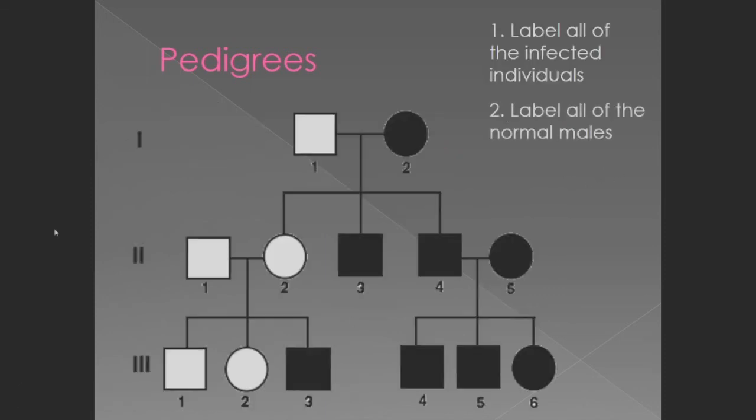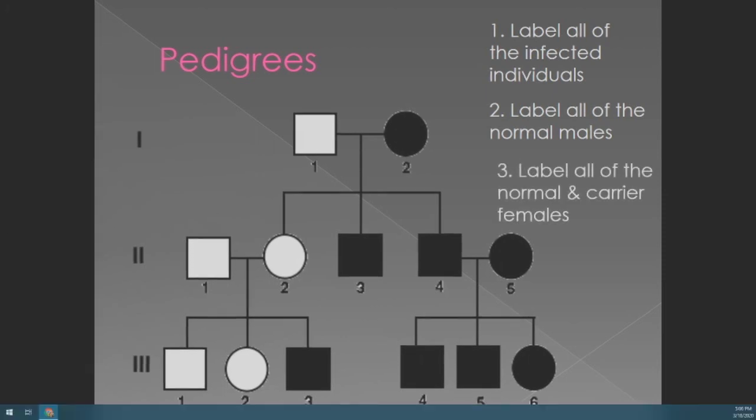So we're going to label all the infected individuals first. So we are going to do that by marking them with a line, and let's go ahead and make that a slightly different color so that it's a bit easier to see. So the black ones are going to be the ones who are infected. So here we have one individual who's affected, affected, affected.